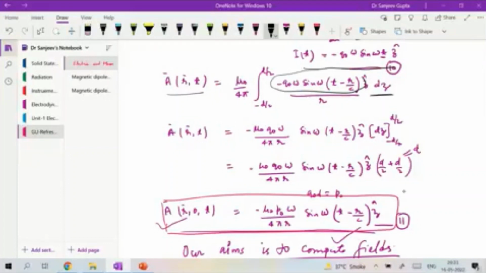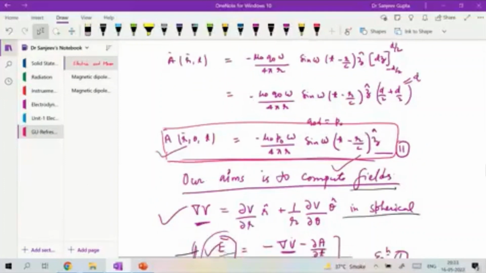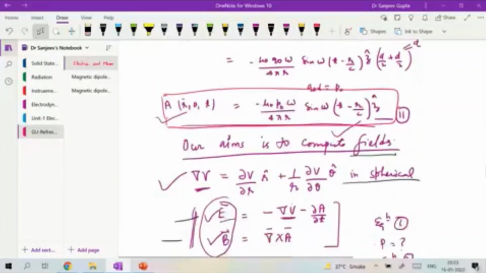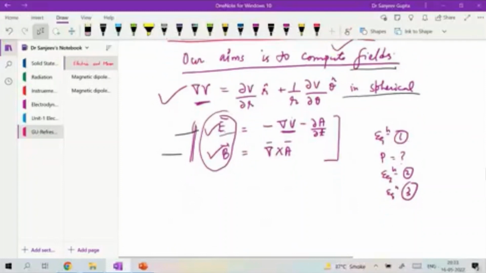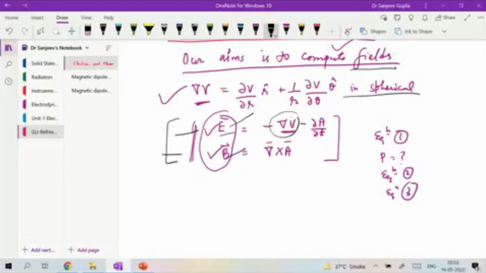So you can see that equations number 8 and 11 we have calculated, and these are the scalar and vector potential respectively. Now our aim is to compute the fields. For that, there is a well-known expression for del V in a spherical coordinate, and these are the Lorentz conditions. You can see these two, from which you can get the electric field and magnetic field. And del V you can calculate from here for a spherical case.